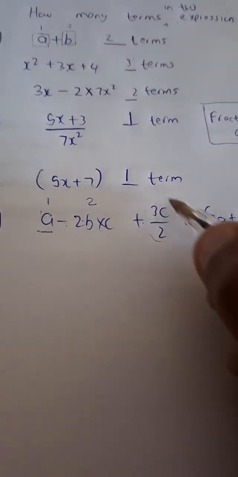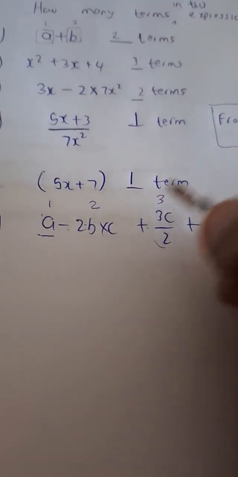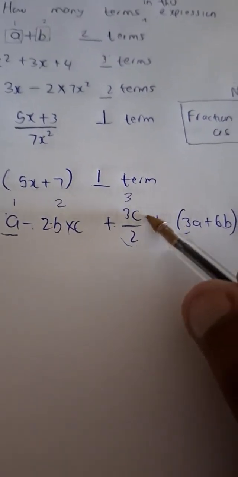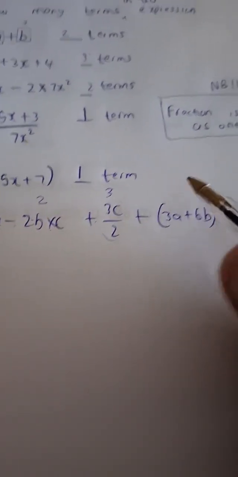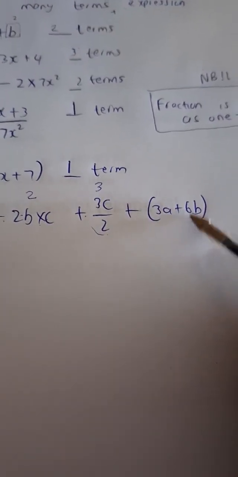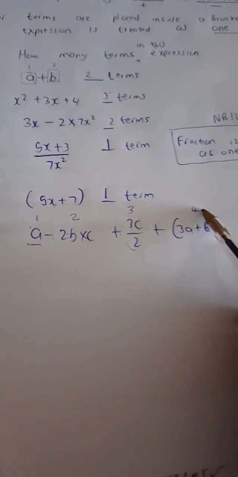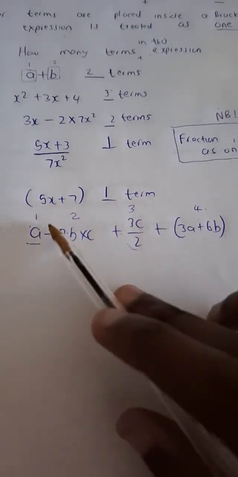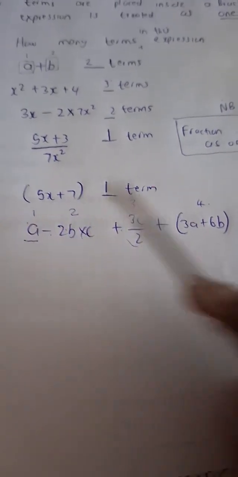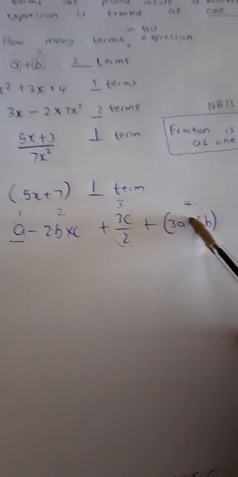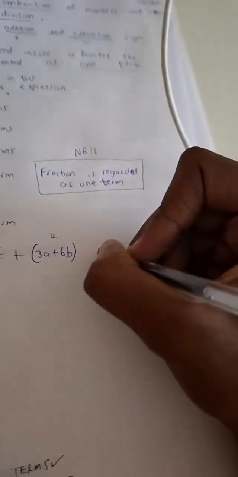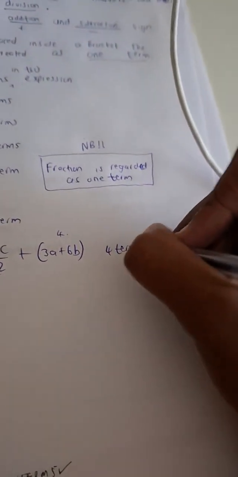3c over 2. We count 3. Then there's following a plus. Then there's a bracket, and we remember that brackets, what does a bracket do? It combines however many terms you have inside the bracket. This is also 1 term, so that is 4. So how many terms are there? 1, 2, 3, 4. So we are supposed to say 4 what? 4 terms.